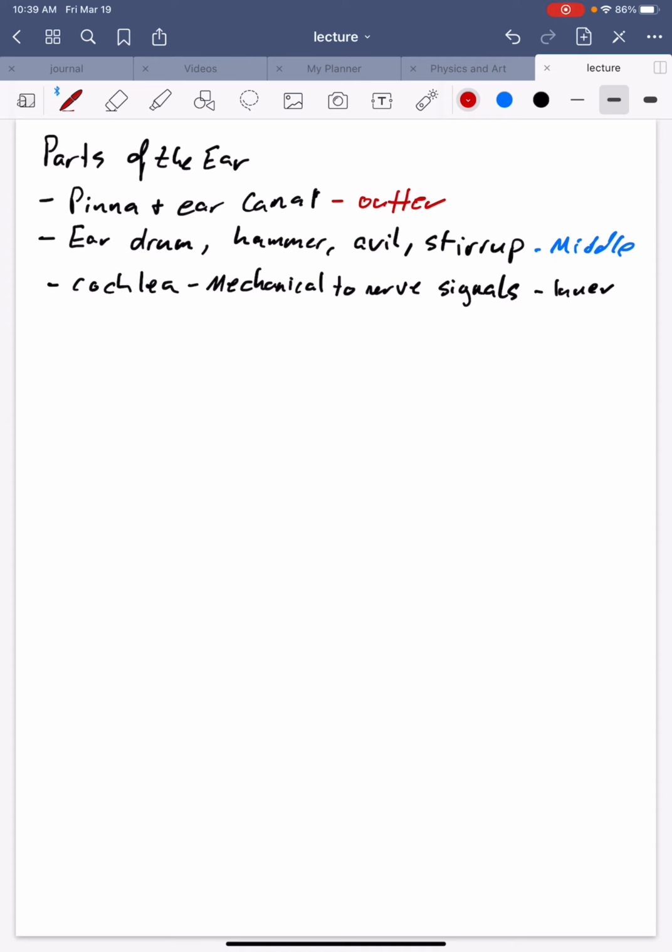So the pinna and the ear canal are where sound initially comes in, and it allows us to funnel sound in. The pinna is used as one of the ways that we determine which direction sound is coming from, for example. And the other way is through the difference in time it takes for the sound to get from one ear to the other. The pinna is about 6 centimeters. So if you think about the speed of sound, that means that it helps in detection of higher frequency sounds. And it also funnels the sound to the middle ear.